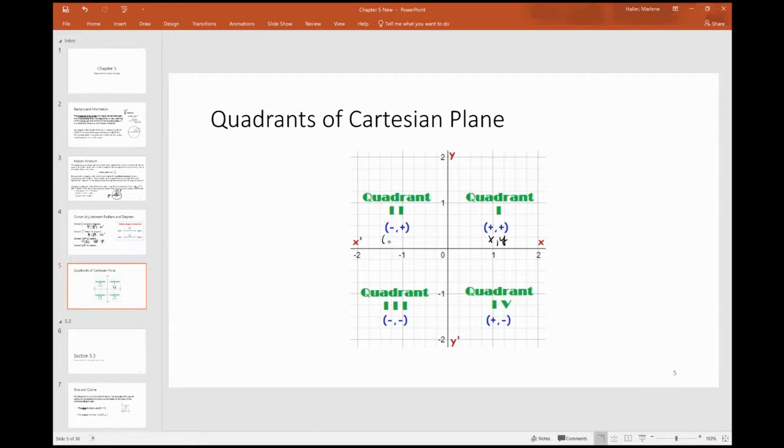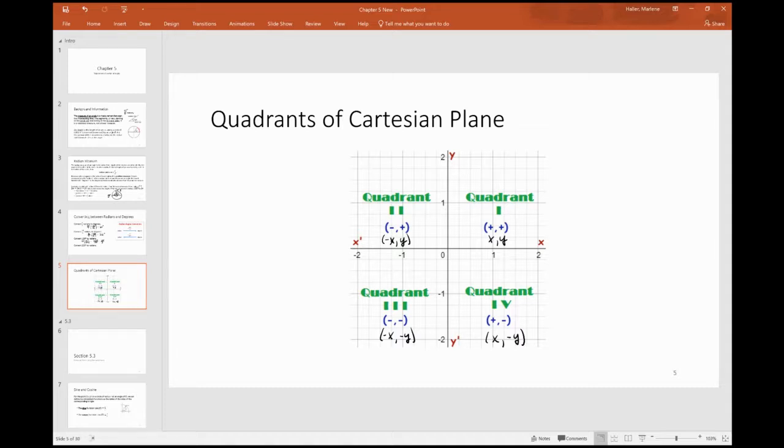Over in quadrant 2, though, the x coordinates are going to be negative and the y coordinates are all going to be positive. The x's are negative because we're left of the vertical axis. Down in quadrant 3, all the x's and all the y's are negative. And over in quadrant 4, the x's are positive again, but the y's are negative.